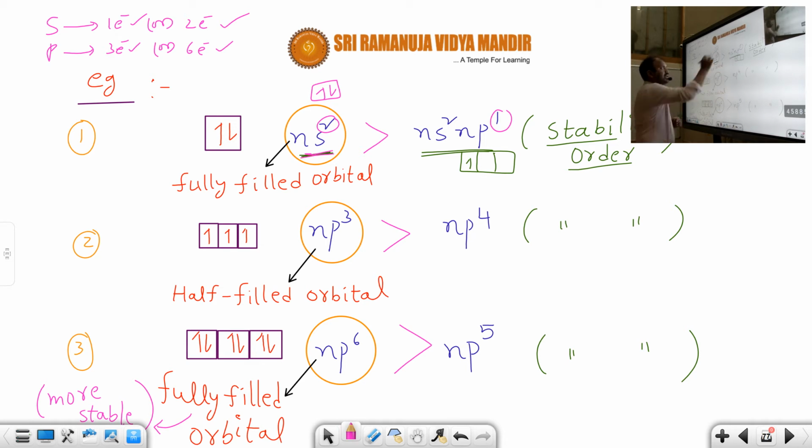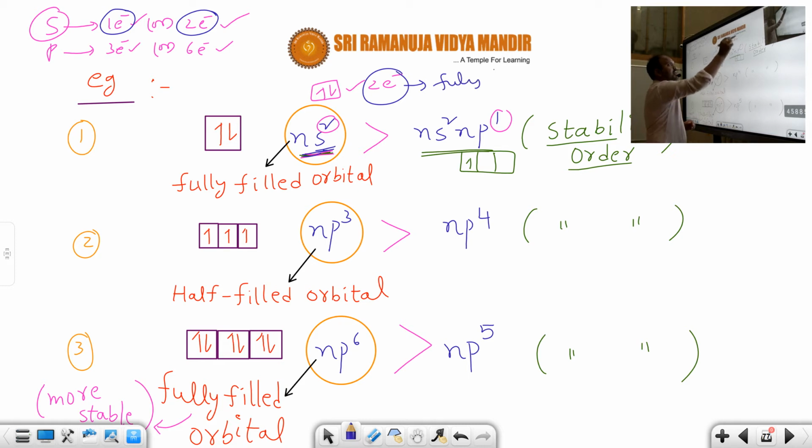Am I correct or not? Here s contains how many electrons? 2 electrons. I had already told you that either 1 electron is more stable or 2 electrons is more stable. Here s contains 2 electrons, am I correct or not? So the s orbital containing 2 electrons is a fully filled structure. P containing only 1 electron is not a stable structure, since it is neither half filled nor full filled.